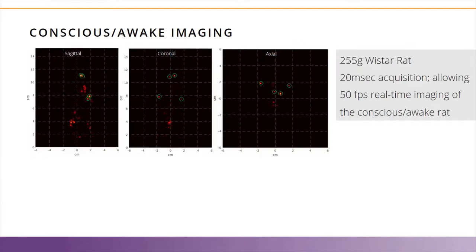Here are the resulting images of an awake rat. The real-time images reconstructed at 50 frames per second are shown here. We can see the fiducial markers circled in green and the resulting signal seen throughout the brain. The movement from the fiducial markers and signal is seen as the animal is awake and under no form of sedation.